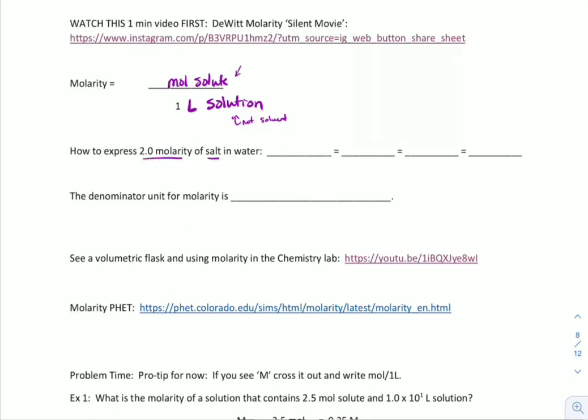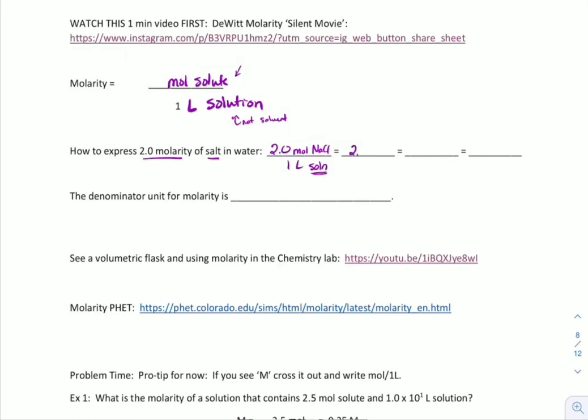So molarity of salt in water can be expressed a few different ways. I'm sorry, because I know that you like to just have one answer. It can be 2.0 moles of sodium chloride in 1 liter of water, like we were just saying. I'm sorry, it's not water, that's the solvent, in 1 liter of solution. That would be the saltwater solution, and yes, that's a normal abbreviation for the word solution.